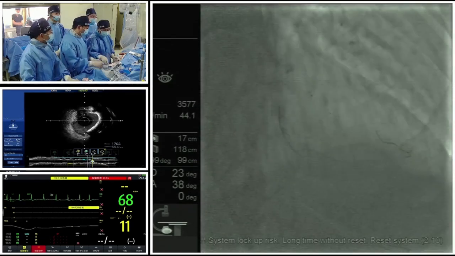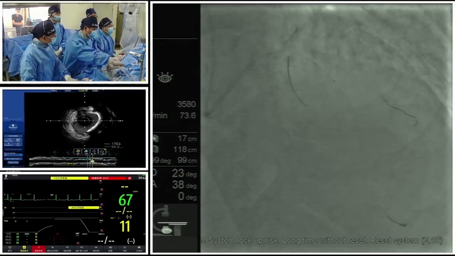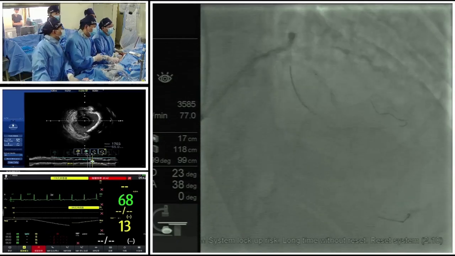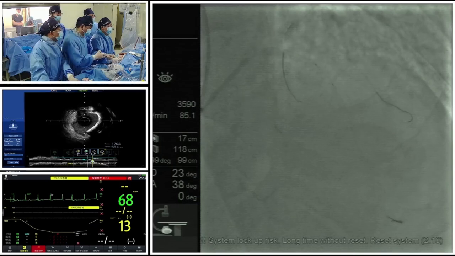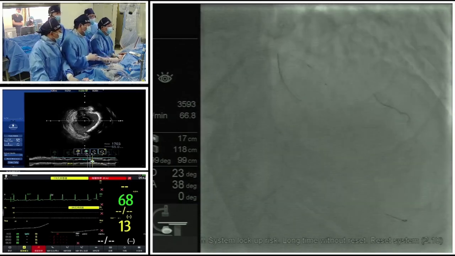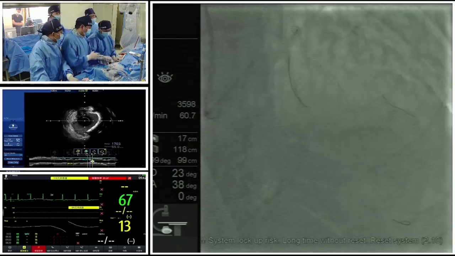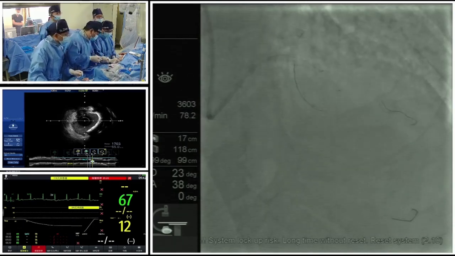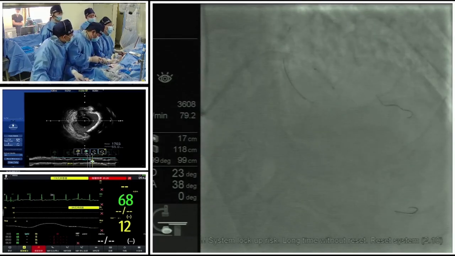Okay, give me later contrast. Because of the calcification at the ostium of the circumflex, you are worried that after you put a stent from the proximal LAD to the left main, there's a risk of circumflex occlusion, right? Yeah. Okay, we will perform the IVL procedure.